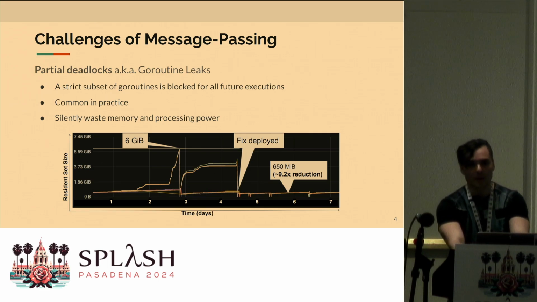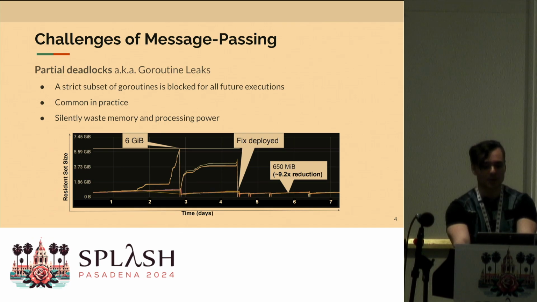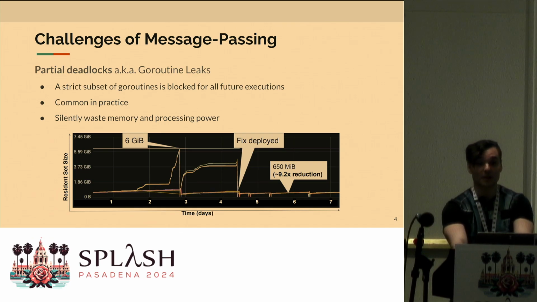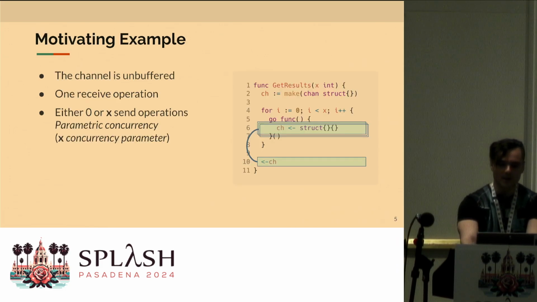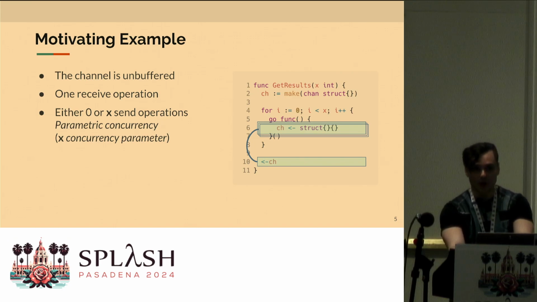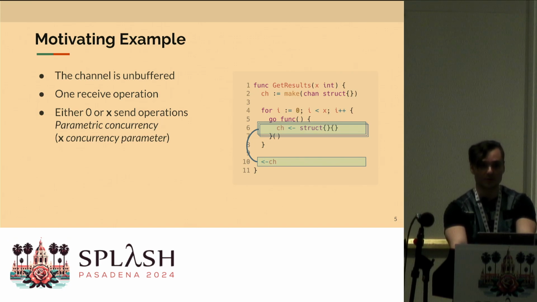These are not only common in practice, but because they are not detectable by the Go runtime, they silently waste resources, potentially for very long periods of time. Now, partial deadlocks may be caused by a number of concurrent programming patterns, but the ones we'll be looking at today are those caused by parametric concurrency. And this concept is best illustrated through an example.